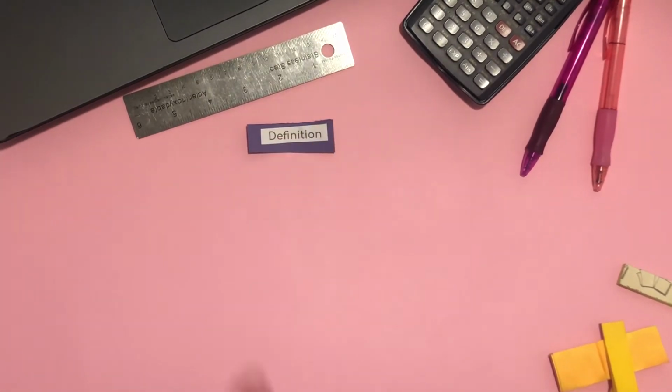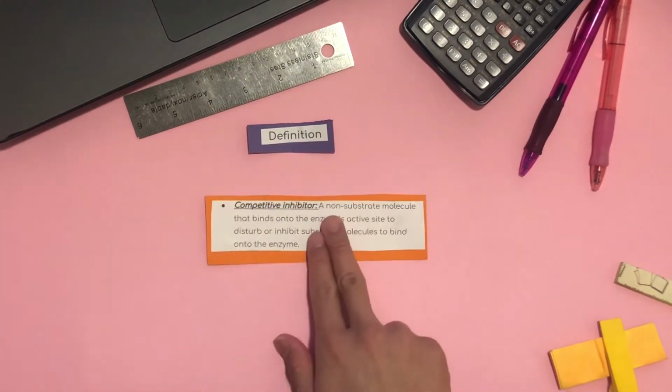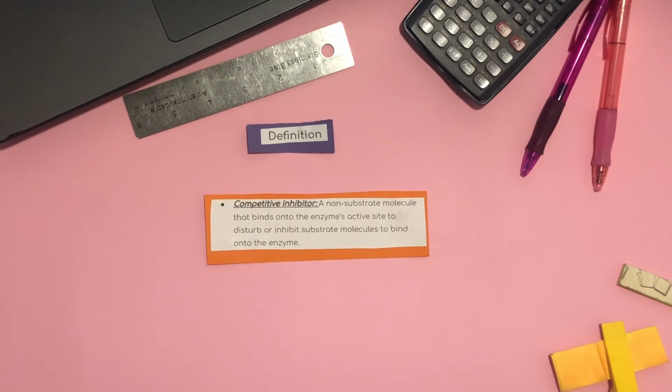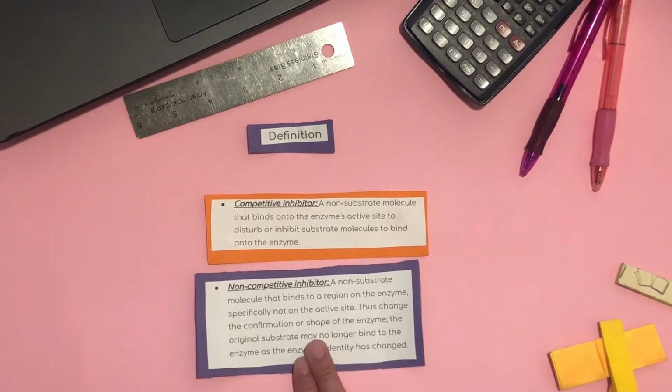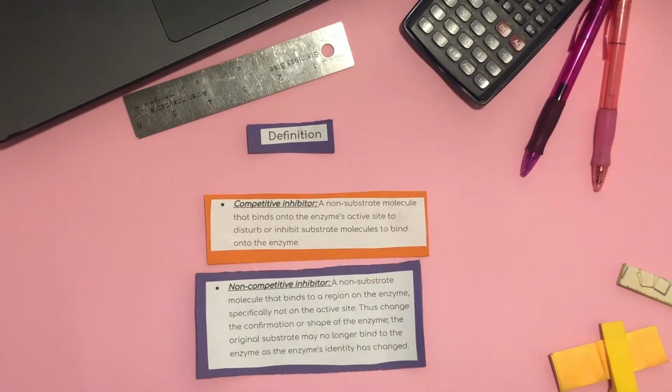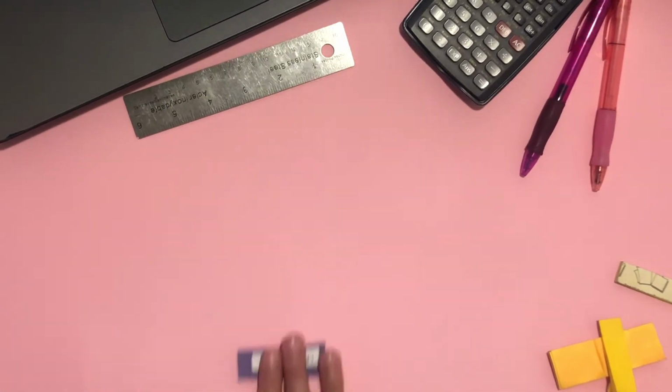Competitive inhibitor: a non-substrate molecule that binds onto the enzyme's active site to disturb or inhibit substrate molecules from binding onto the enzyme. Non-competitive inhibitor: a non-substrate molecule that binds to a region on the enzyme, specifically not on the active site, thus changing the conformation or shape of the enzyme. The original substrate may no longer bind to the enzyme as the enzyme's identity has changed.